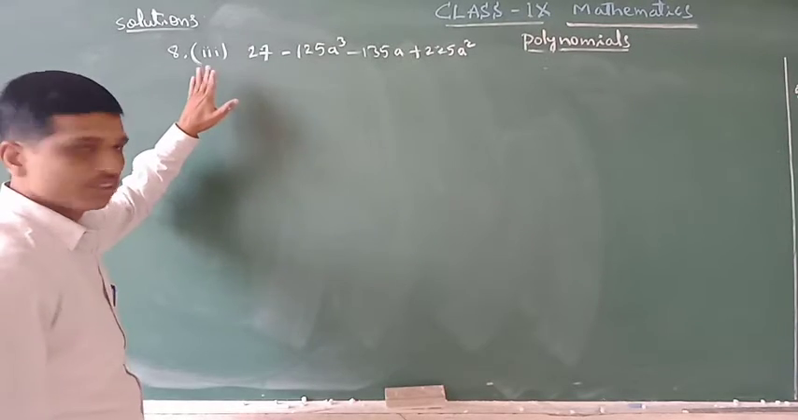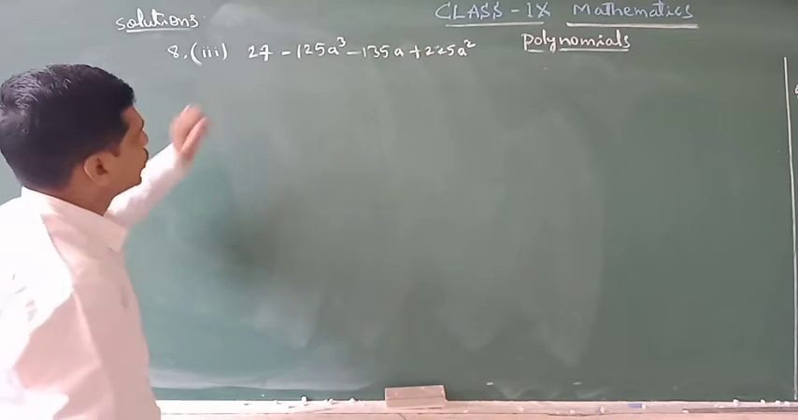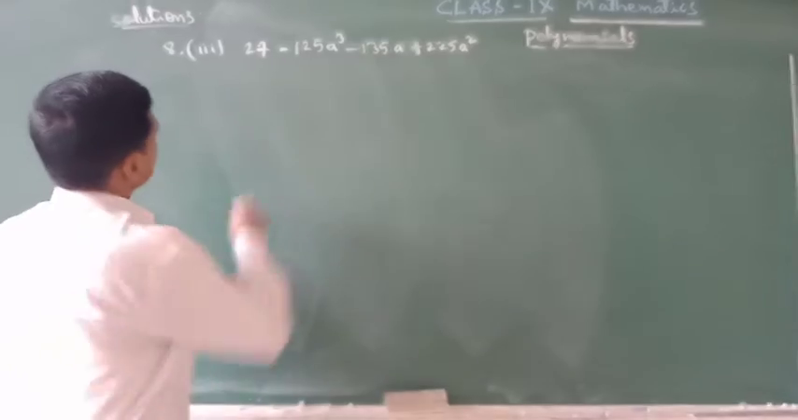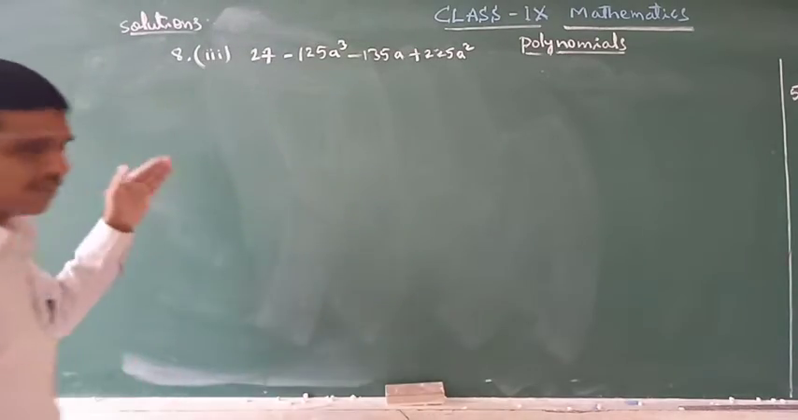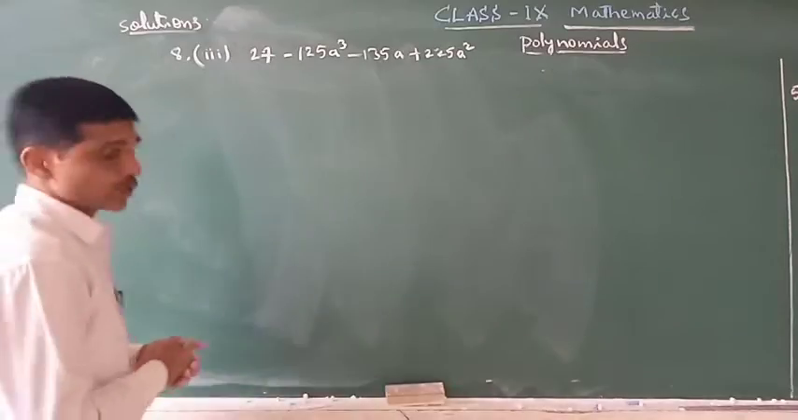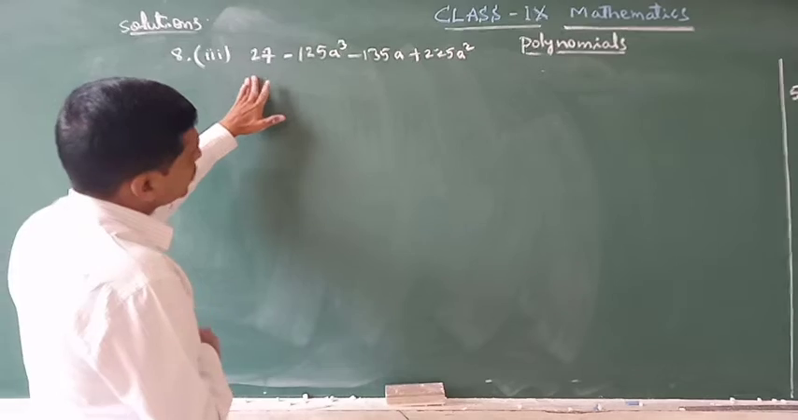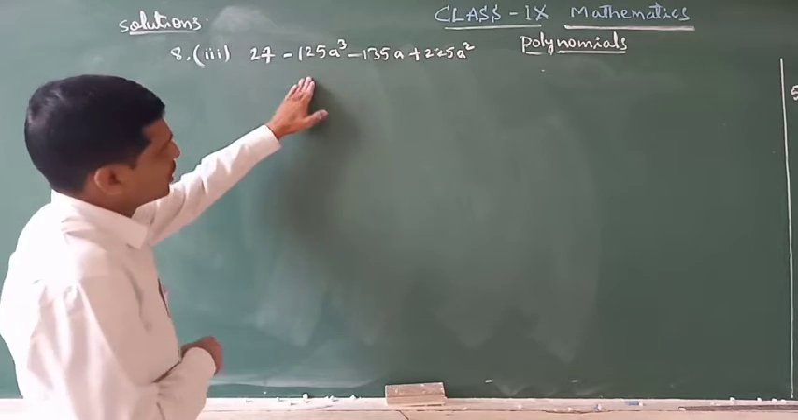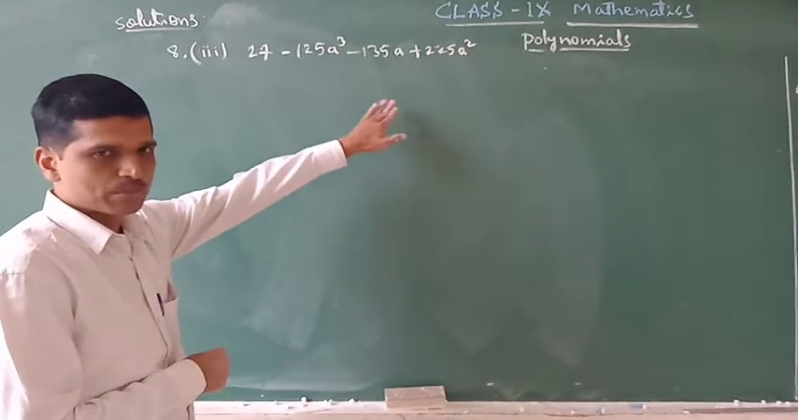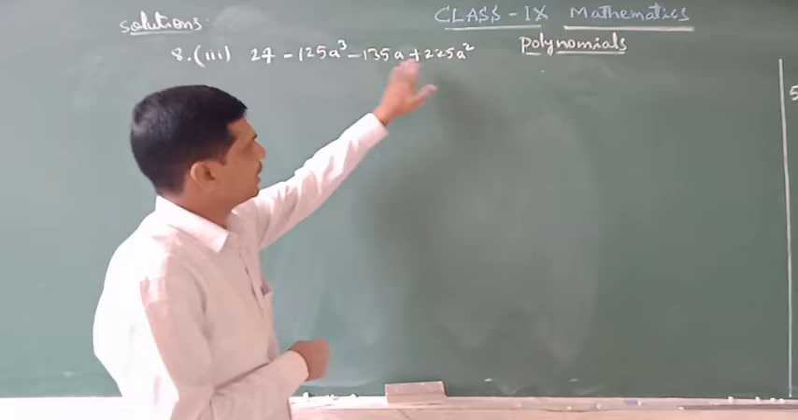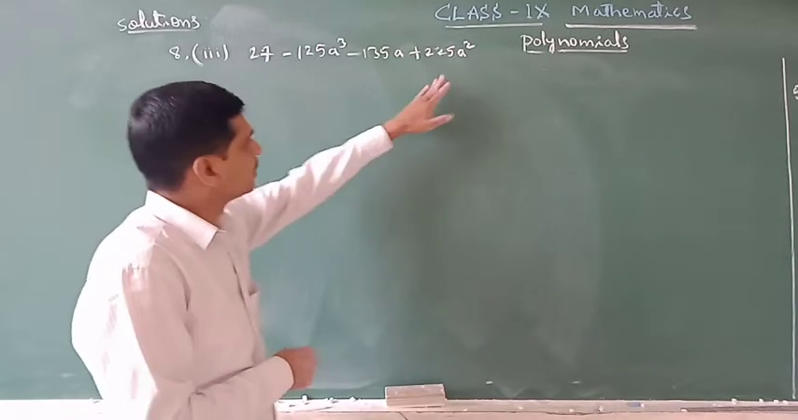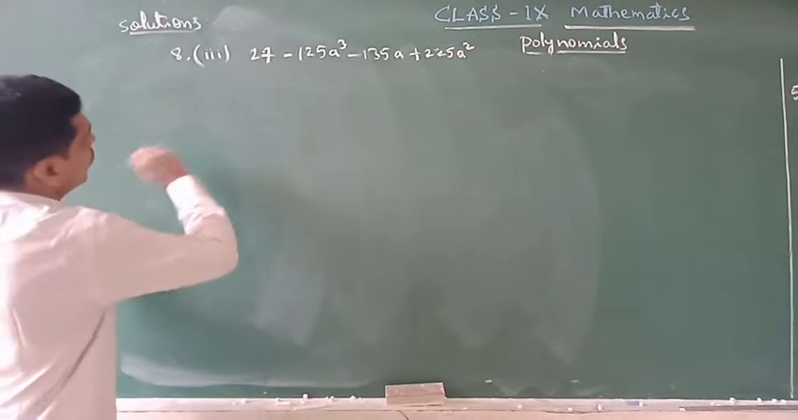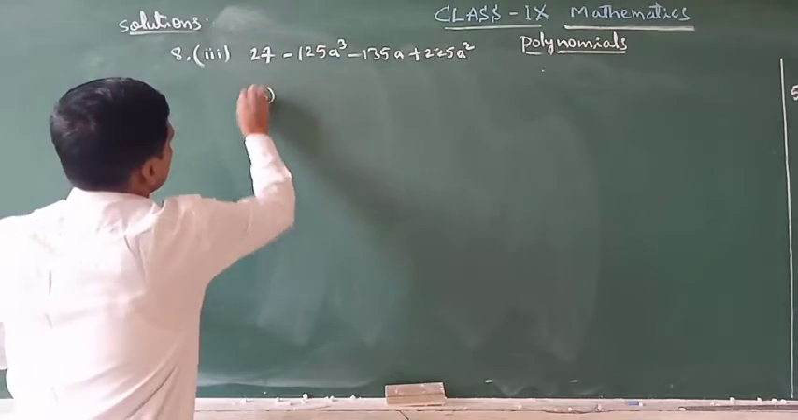Now I am going to the third question of the 8th main. So see here this solution. First, you can convert this one in terms of an identity which looks like a cube minus b cube minus 3ab into (a minus b), or minus 3a square b plus 3ab square, like that. So before that, you can convert this one like this.